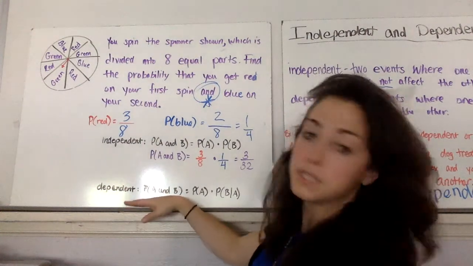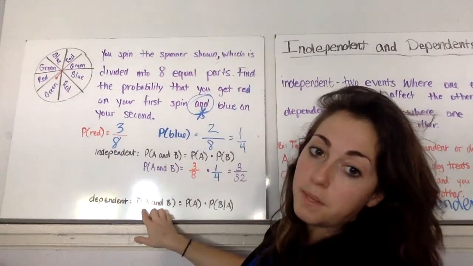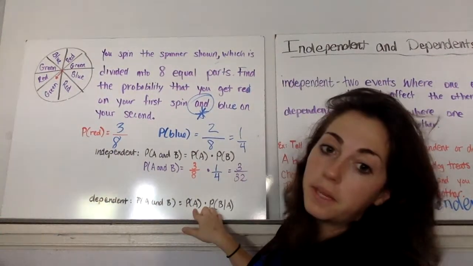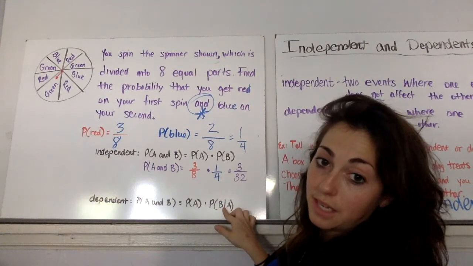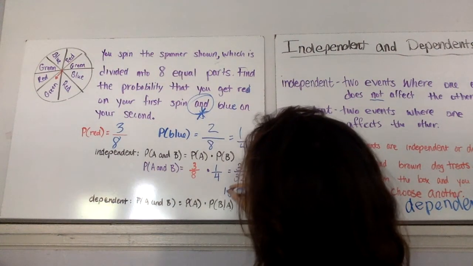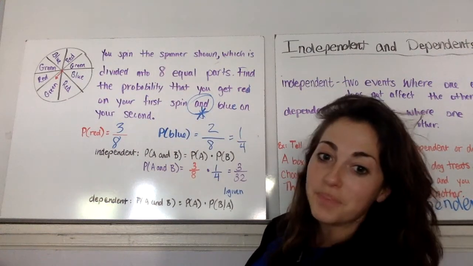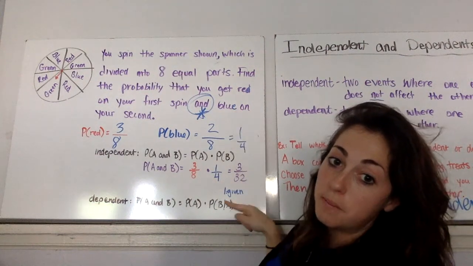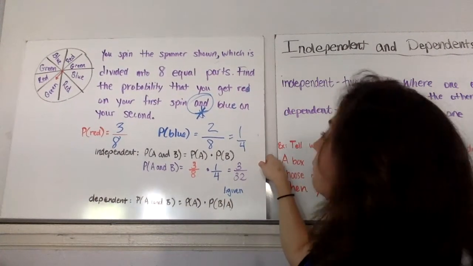Now, just so you can get this down in the same area, dependent events. It's the same thing. The probability of A and B equals the probability of A times the probability of B given A. That line is given. Oh man, we're seeing that tomorrow. You're still multiplying because it's an and scenario, but the second fraction is going to change. Okay, let's move on.